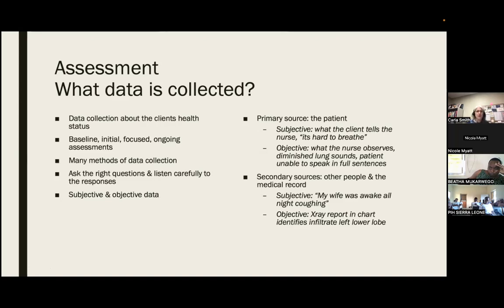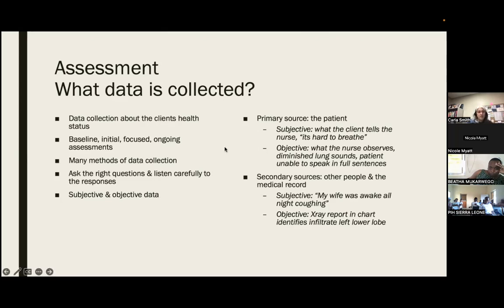Secondary sources are other people or the medical record. Subjective might be from a family member: "My wife was awake all night coughing." Objective might be an X-ray report or diagnostic lab in the chart that identifies that the patient has an infiltrate.